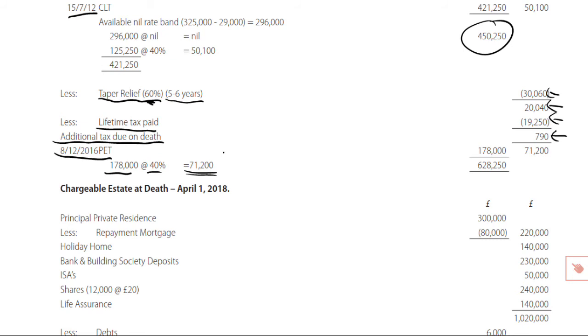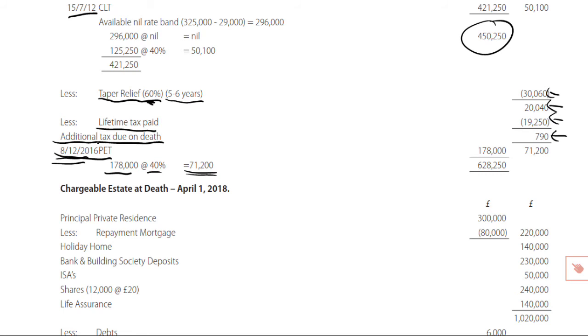It's a PET, so the only possible deduction from this tax charge would be taper relief, but to get taper relief you'd need to have survived for 3 years from the date of transfer to the date of death. December 16 would have needed to survive to December 19 at least.